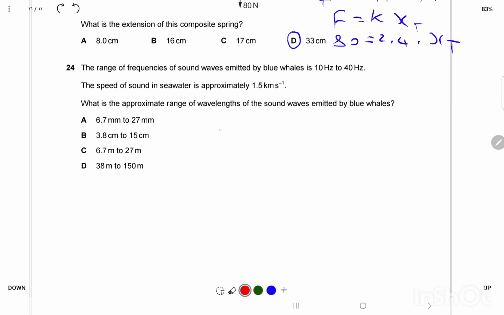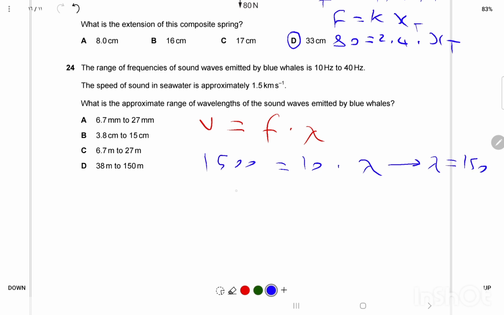So here we have to find the range of wavelength. V is equal to f lambda. That's the equation you have to use. Velocity is 1500 multiplied by 1000 is equal to frequency, which is initially 10 times lambda. From this equation you can get lambda is equal to 150. For the other frequency, 1500 is equal to 40 times lambda, and from this equation you can say lambda is equal to 38, which means option D is the correct answer.